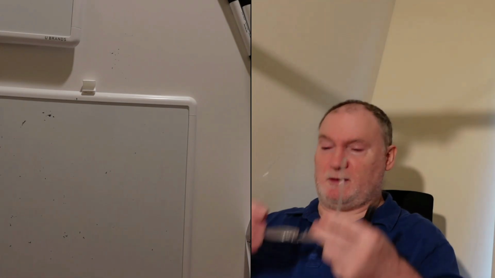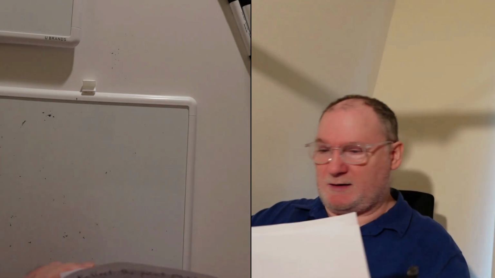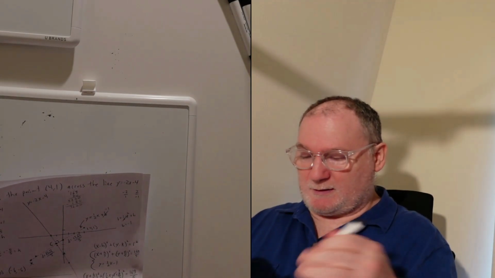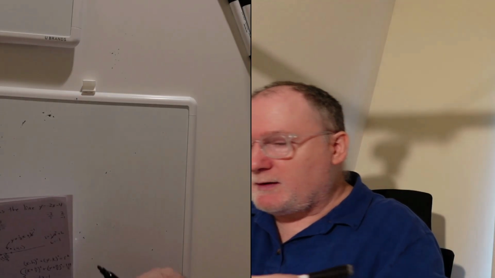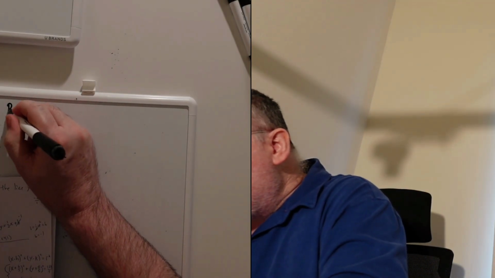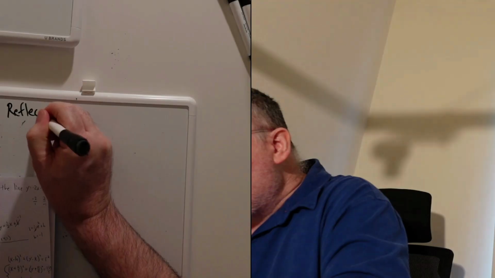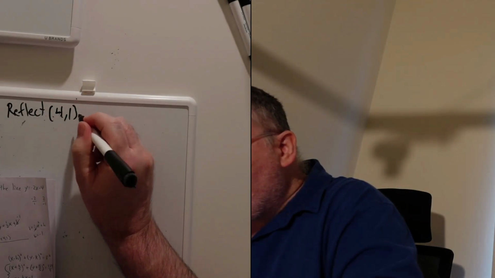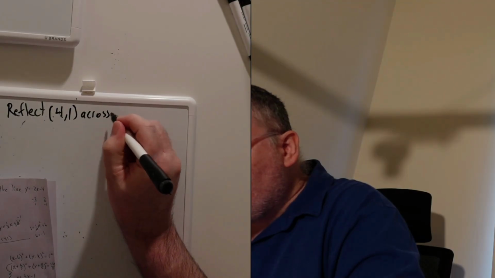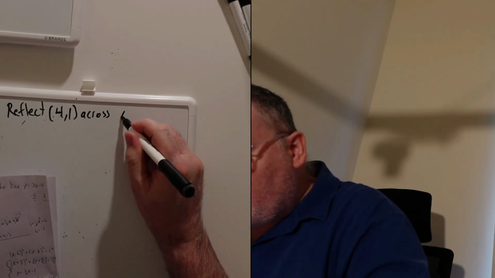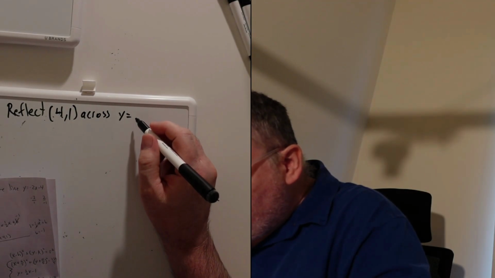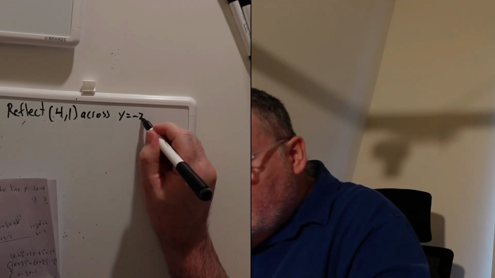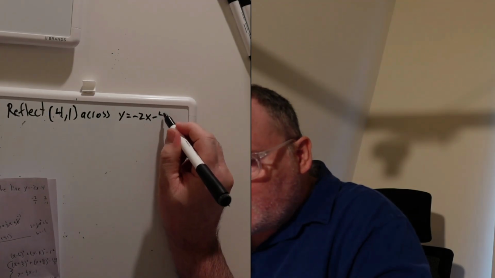All right, we're going to do one of the problems from my math book, and it's on the screen, but I'm going to write it here. So we want to reflect the point (4, 1) across the line y is equal to negative 2x minus 4.